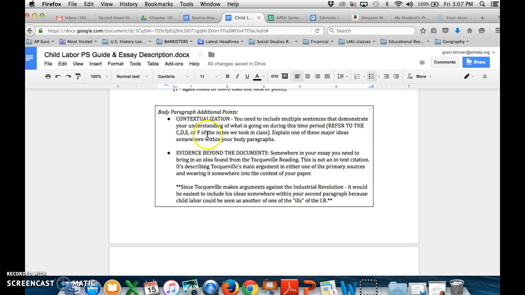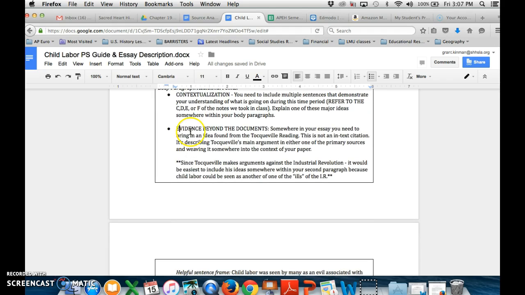Refer to the C, D, and E or F of the notes we took in class. So that's colonialism, democratic government, economic system, or factories, and all that. And explain one of these major ideas somewhere within your body paragraphs. So this brings in the context of the time period, and that's something that the graders are going to be looking for on your DBQ to get credit.